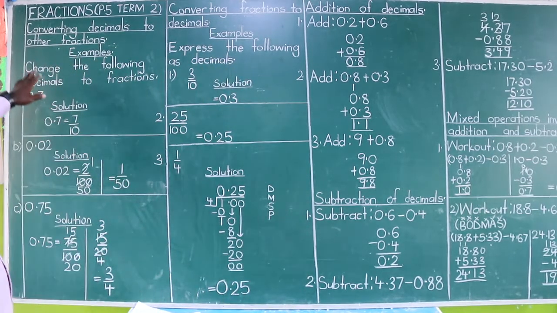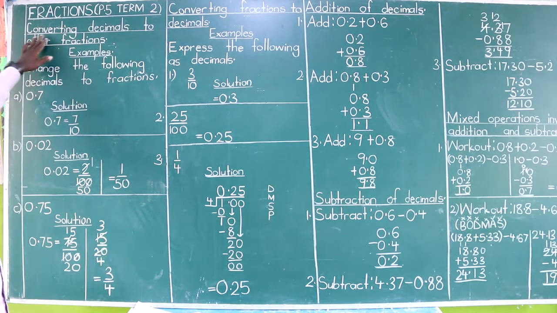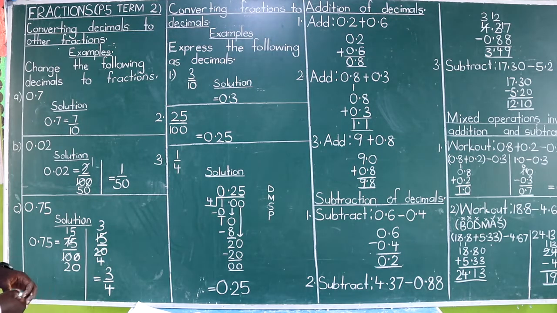Now, as I said, we are looking at decimals in particular, converting those same decimals to fractions as the first sub-topic, and the examples are here. The general instructions say, change the following decimals to fractions, where part A says, change 0.7 to a common fraction.